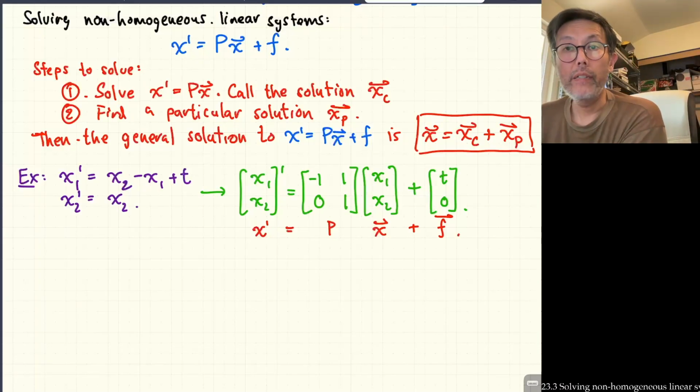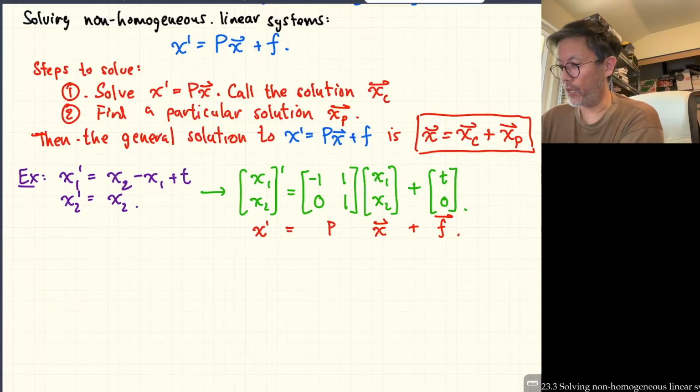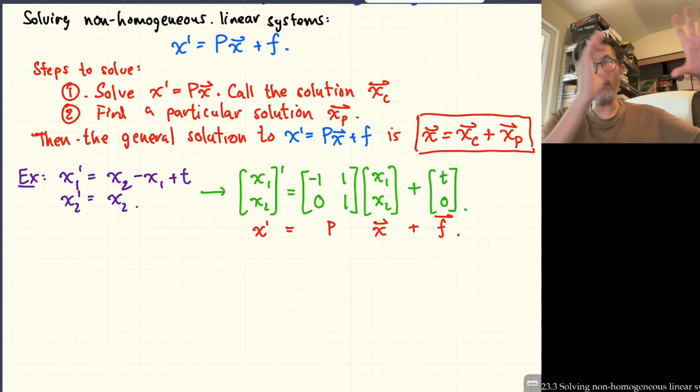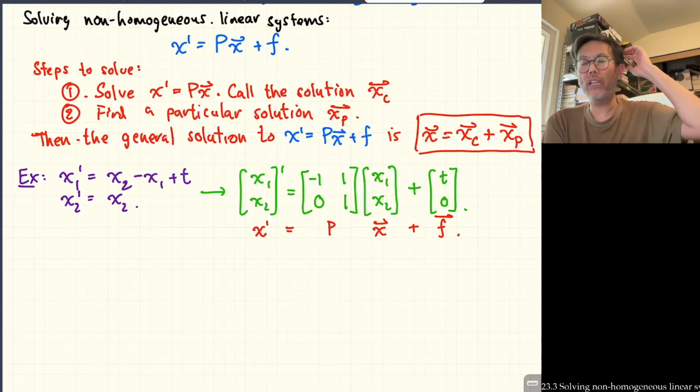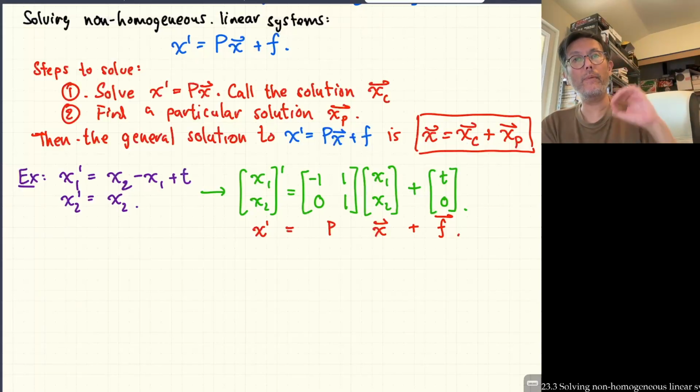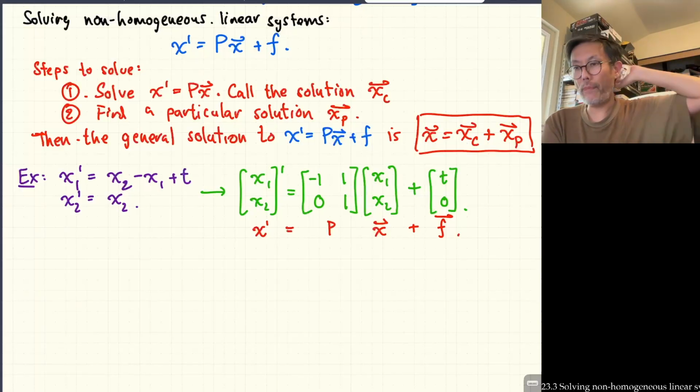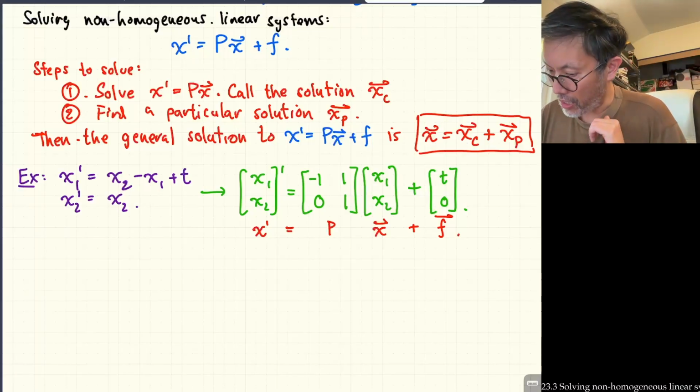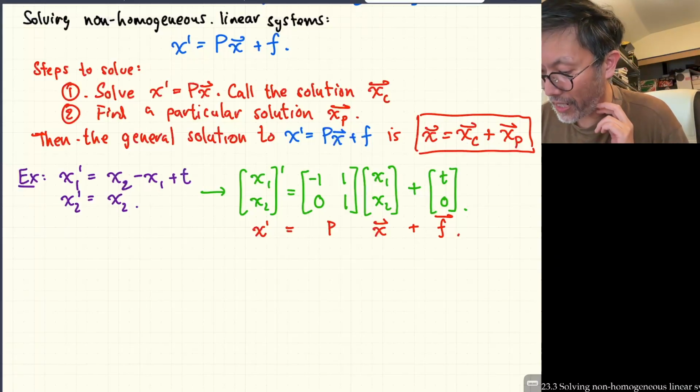Alrighty? Now, working through the steps of this, I'll suppress some of the details. You can go back and look at the previous example. I solved this system when we were talking about systems of differential equations. You can look up that video. I'll just write down what the solution is.